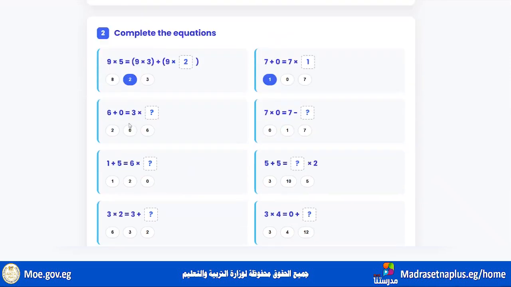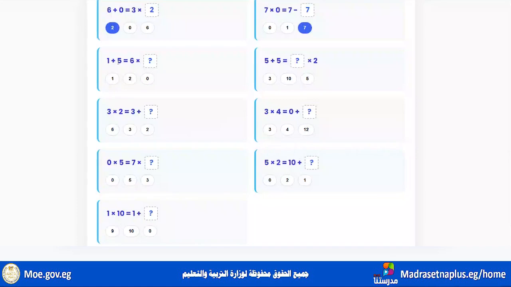6 and 0, 6. It will be 3 and 2. 3 times 2, sorry. Yeah, it's a trick. 7 times 0 equals 0. How to get 0? 7 minus 7. 1 and 5, 6. 6 times what equals 6 times 1? Double. Commutative. Okay, this is what? Sorry, this is times. It will be 3 and 3.